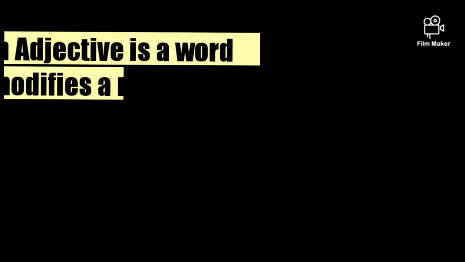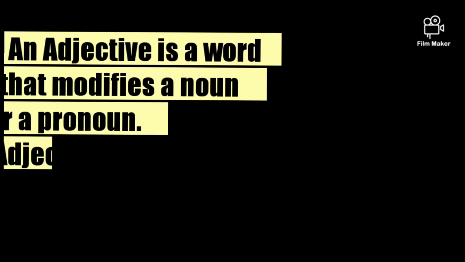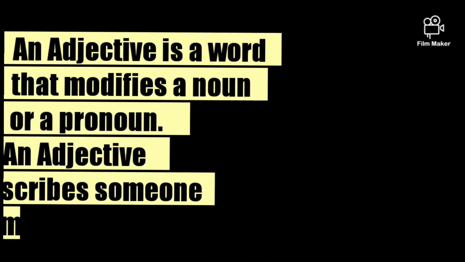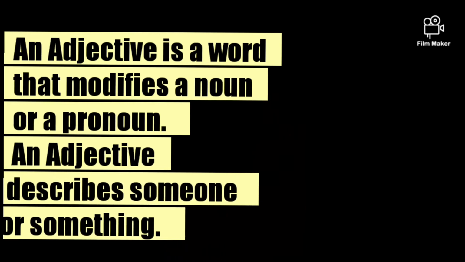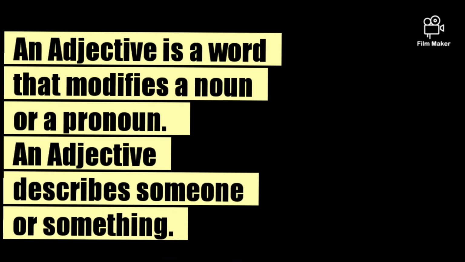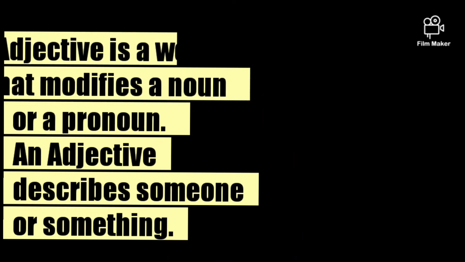An adjective is a word that modifies a noun or a pronoun. An adjective is a word that describes someone or something. Here are examples of words that can be referred to as adjectives. They are tall, black, loud, amazing.